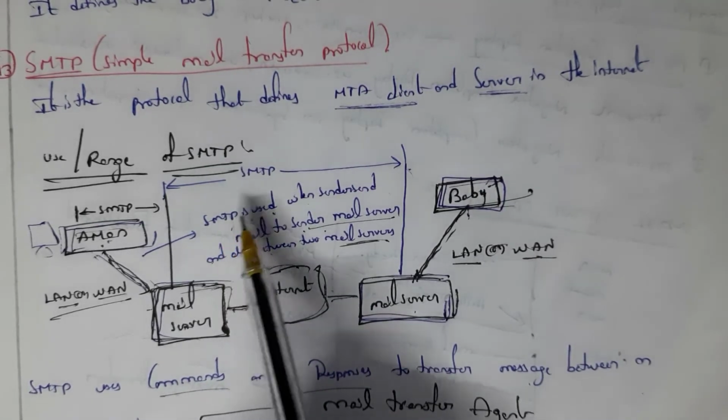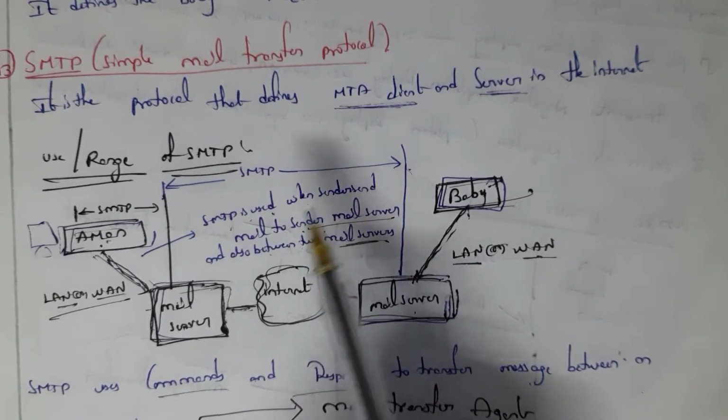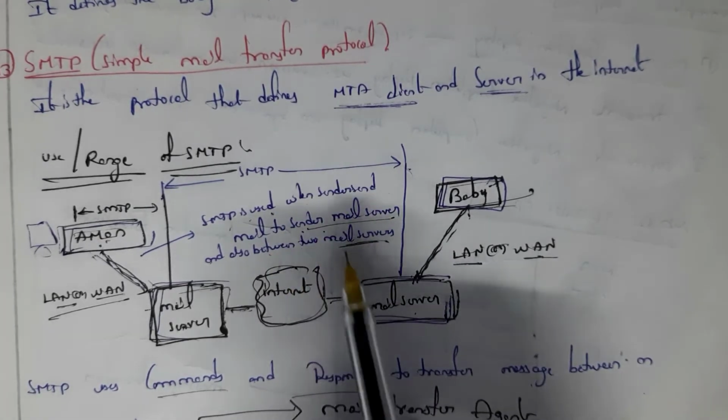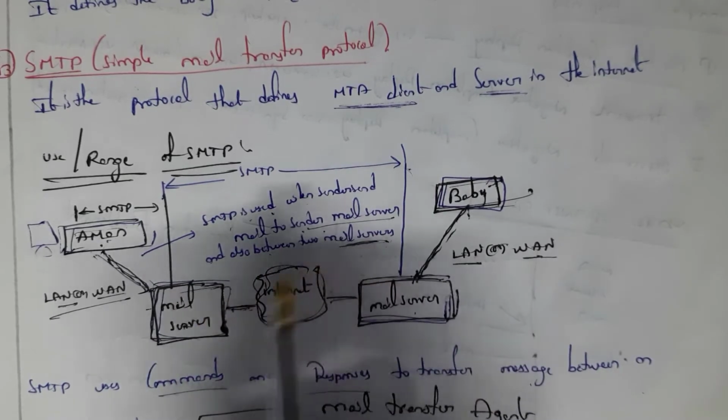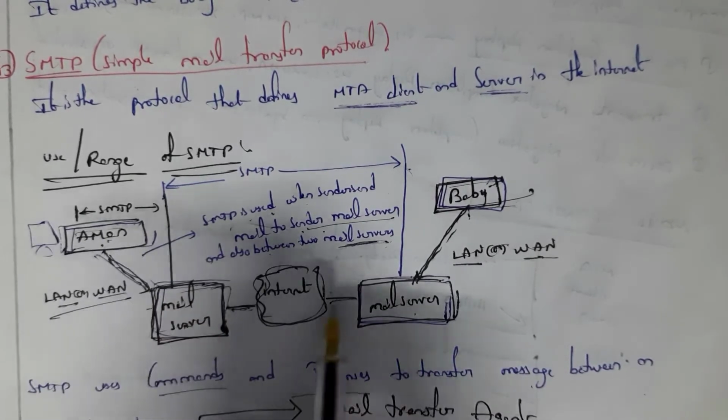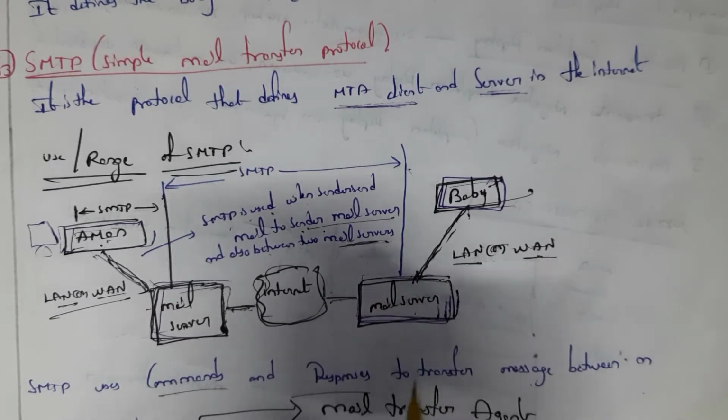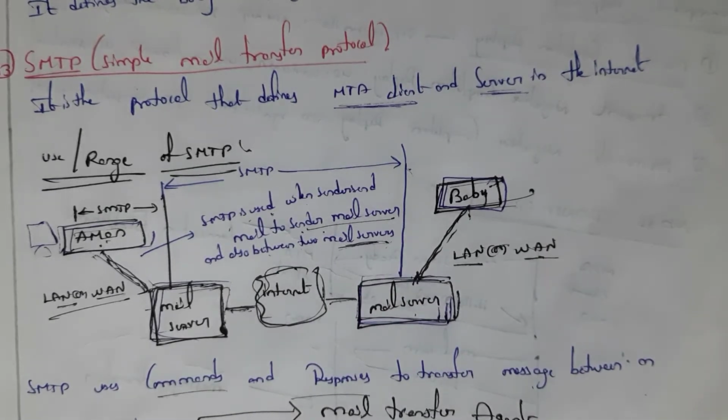This SMTP is used when the sender sends mail to the sender's mail server and also between two mail servers. When these mail servers want to exchange mails, SMTP is used. Similarly, when the sender wants to send mail to the sender's mail server, in that situation also SMTP is used. This is the structure of SMTP.